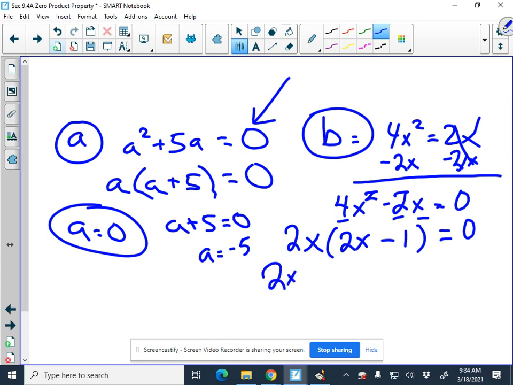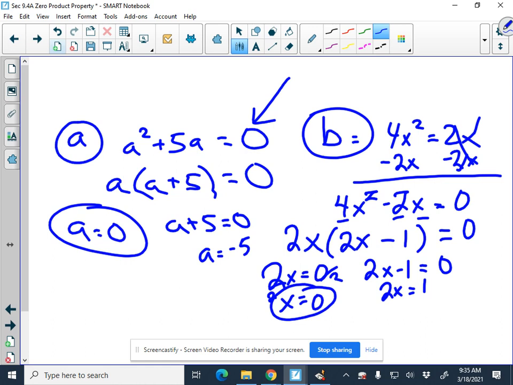Now, 2x equals 0. 2x minus 1 equals 0. We set them each equal. This one, if I divide by 2, gets rid of that 2. X is 0. This one, add 1, then divide by 2. We get 1/2.